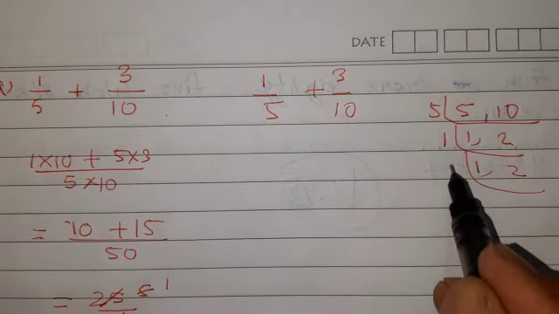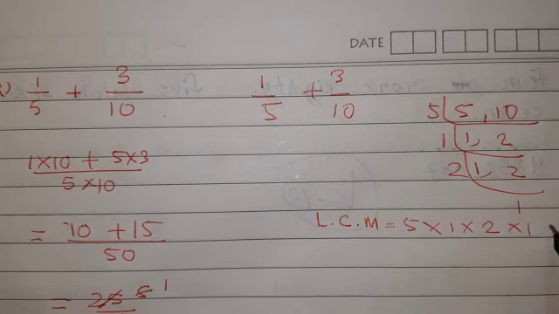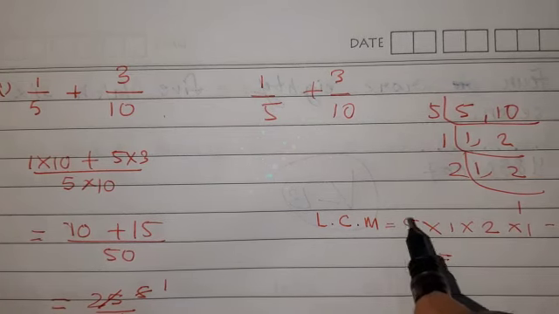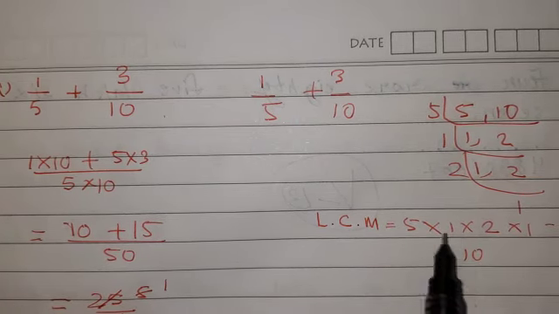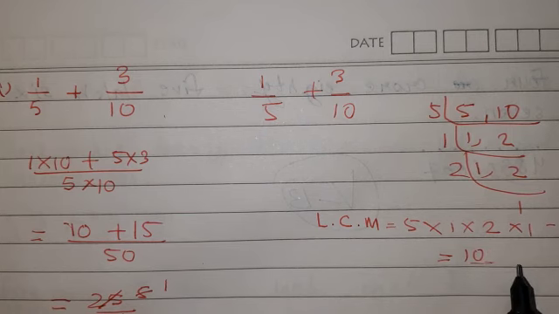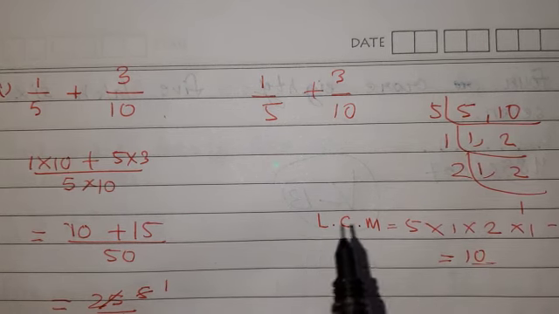How can we find the LCM? We multiply all these factor numbers: 5 into 1 into 2 into 1. The product of these numbers is called the LCM. So I write here 5 times 2 is 10. LCM is 10. Wow, what did I do?